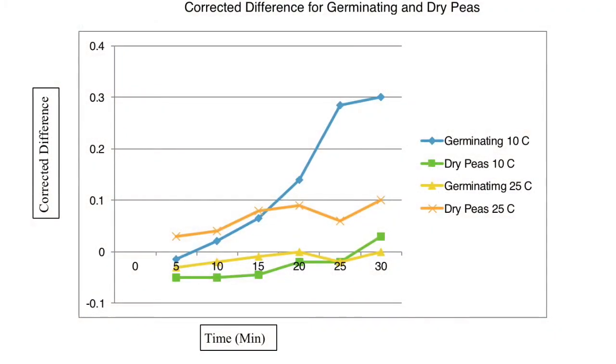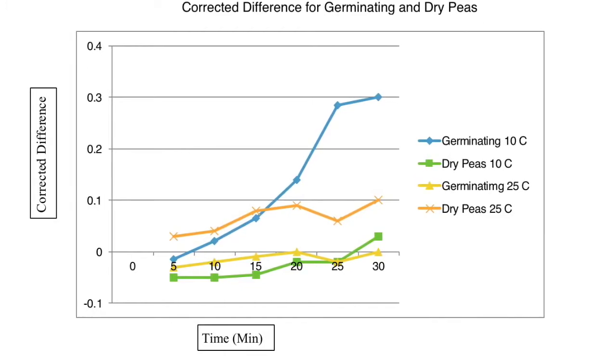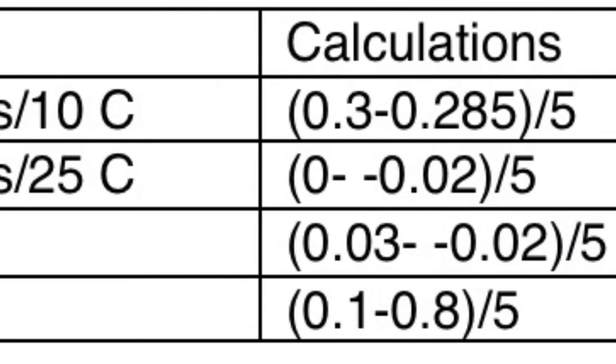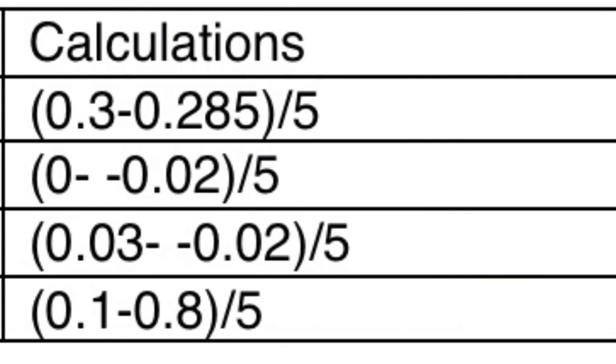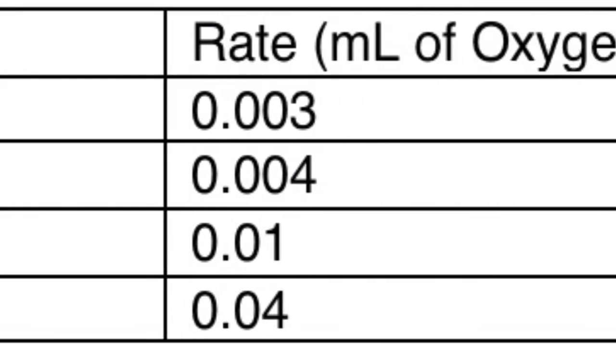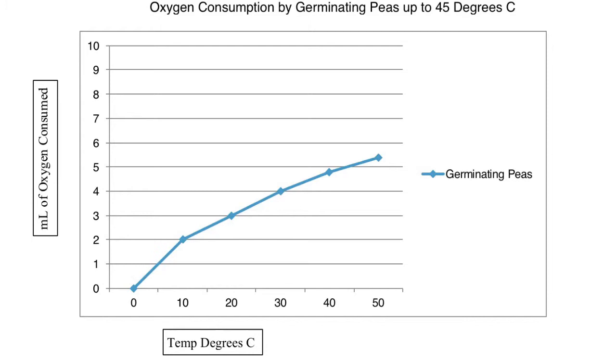The independent variable in the graph is time in minutes, and the dependent variable is the corrected difference. The independent variable in the graph is temperature in degrees Celsius, and the dependent variable is the milliliters of oxygen consumed.